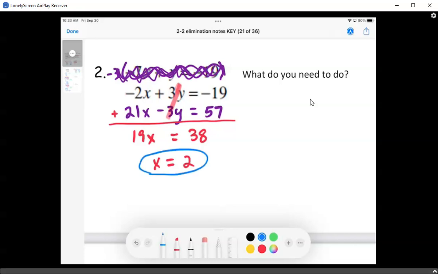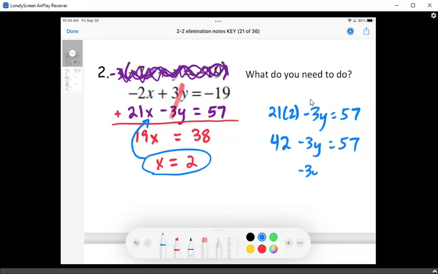Okay, that's one part of our final answer. I'm going to go ahead and plug this one in. You can use the original equation. You could even use the equation that we scratched out. I'm going to use the modified version because it ends up being pretty quick and easy. So that becomes 21 times 2 minus 3y. Okay, so that's 42 minus 3y. When we get rid of that 42 by subtracting, we end up with negative 3y equals 15. So that means y is equal to negative 5.